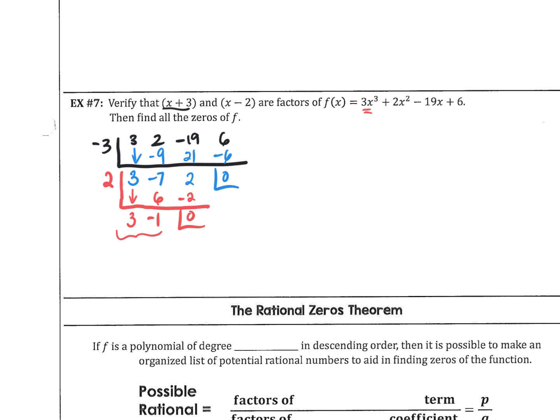So guess what? This polynomial right here, this f of x, is now equal to x plus 3 times x minus 2 times 3x minus 1. Because that's what this is. Now, if we want to find the zeros, what's the 0 from x plus 3? Negative 3. What's the 0 from x minus 2? What's the 0 from 3x minus 1?